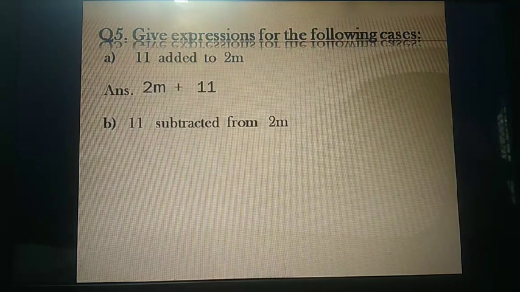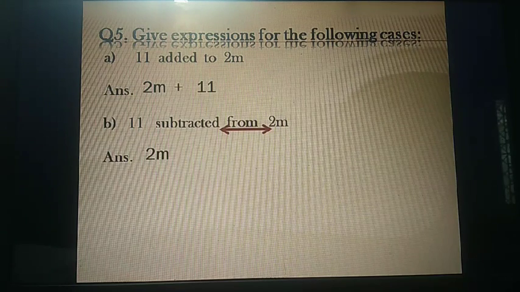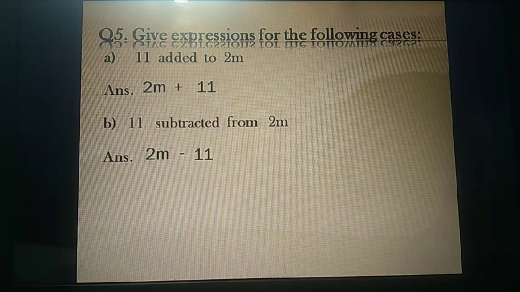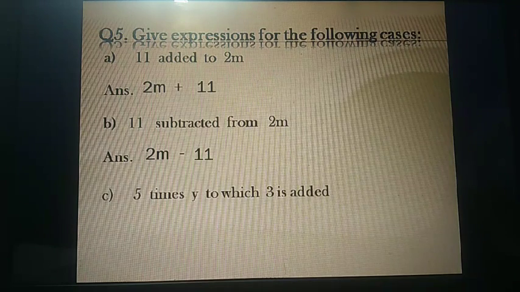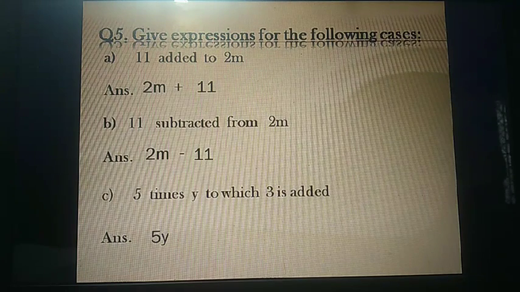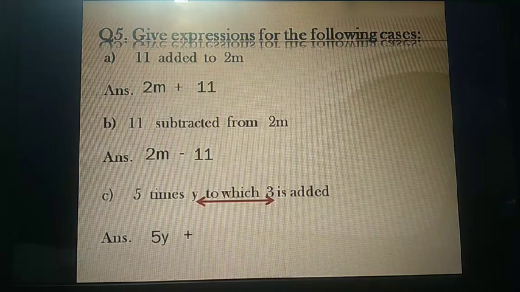Next is 11 subtracted from 2m. Again, a word from is there. So first you will write 2m and then you will subtract 11 from it. It's 5 times y, to which 3 is added. 5 times y means, times means multiplication. We can finally write it as 5y, constant in the first place, then the variable, to which it means we are adding something to it here, and that is 3.